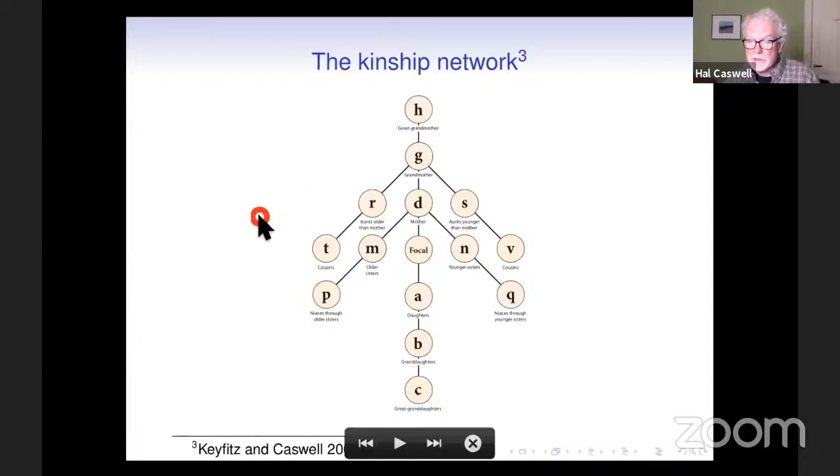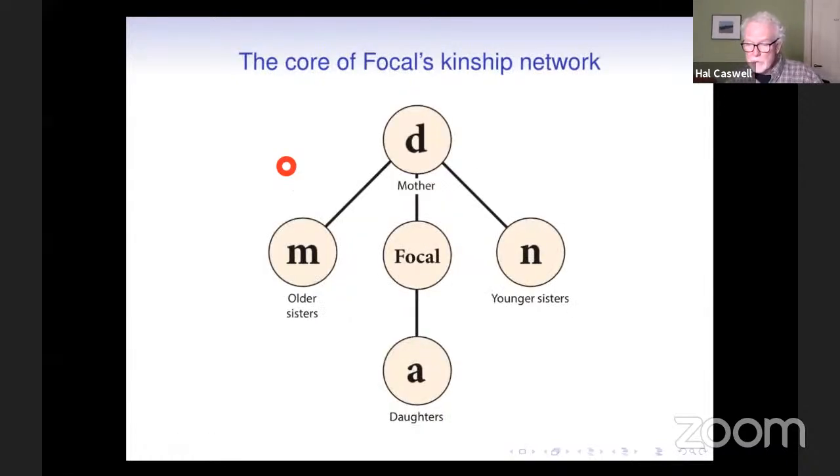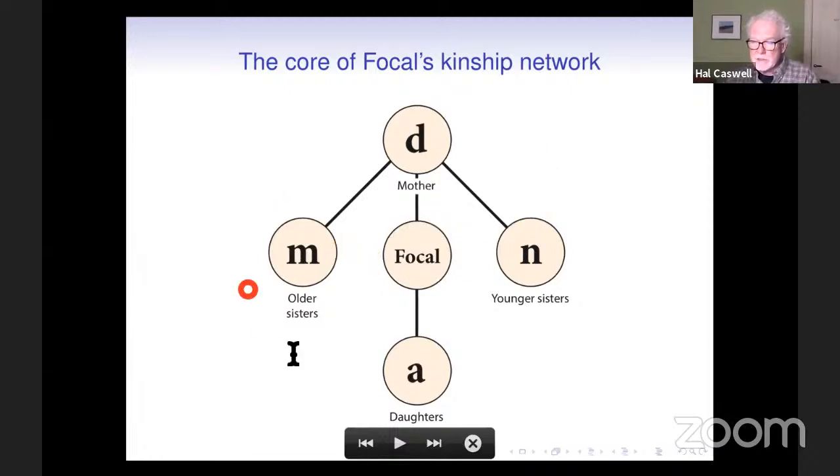So we can build a model. This is a kinship network. This was Nathan Keyfitz's idea to describe it this way, and it's really, really useful. Here's Focal in the middle. Here's daughters, granddaughters, great-granddaughters. Here's mother, grandmother, great-grandmother. Coming off the side here, here's older sisters and younger sisters, nieces through older sisters, nieces through younger sisters, aunts and cousins, and you could extend this as far as you want in any of the directions. I'm going to look particularly for the next couple of minutes at this. This is the core: Focal, her mother, her daughters, her older sisters, and her younger sisters. So let's use our logic of population projection to see what we can do with these four populations of kin.